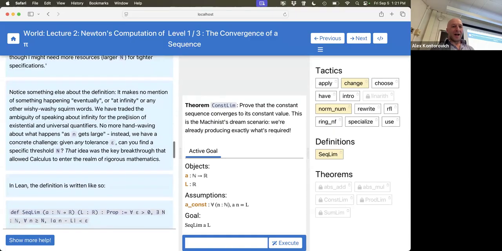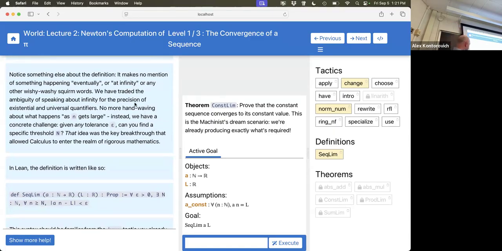Okay. How do we write this definition in Lean? We write it like this. We're going to call this the limit of a sequence, seq_lim. You can call it whatever you want. I called it seq_lim. You notice seq_lim is now one of the new definitions in our video game. Given a sequence as a function from natural numbers to the reals, and a hypothetical limiting value L, what you're defining is a proposition, a true or false statement. Is it true or is it false that A converges to L?